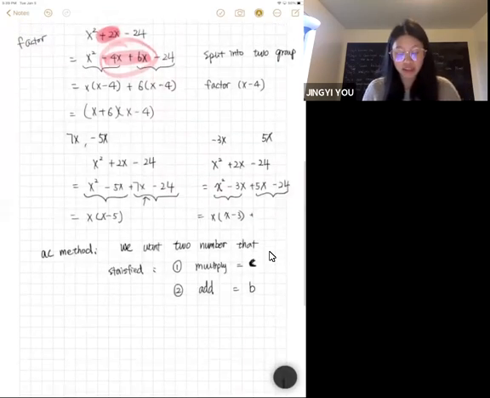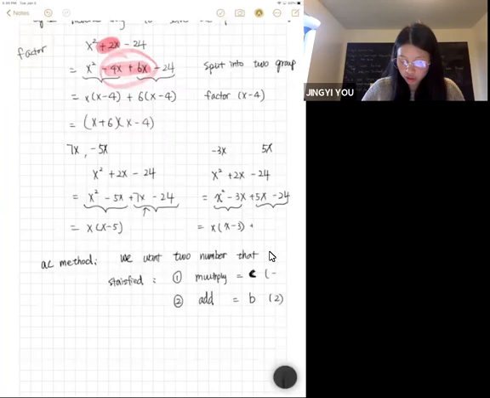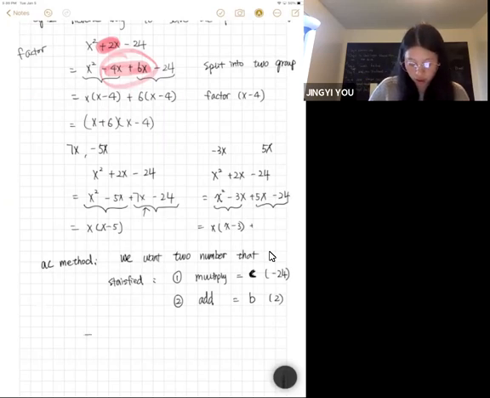In this specific example, our B is equal to 2, and the C is equal to negative 24. So let's take a look. Which two numbers multiply to equal C? So I have negative 6 and 4. Negative 6 times 4 is equal to negative 24.